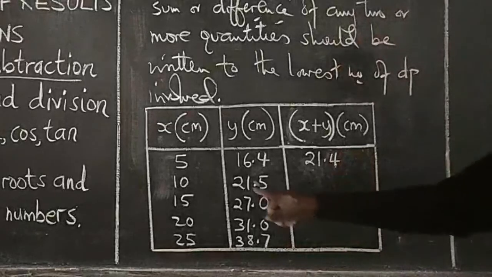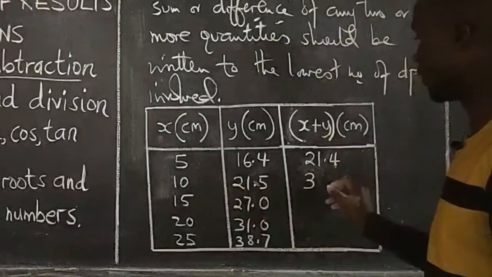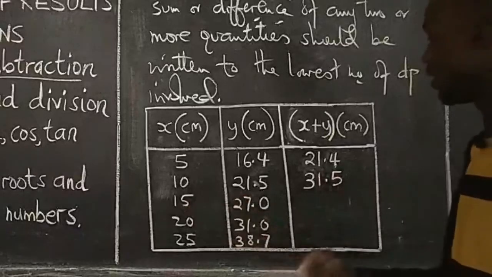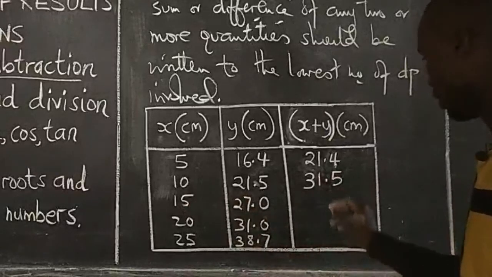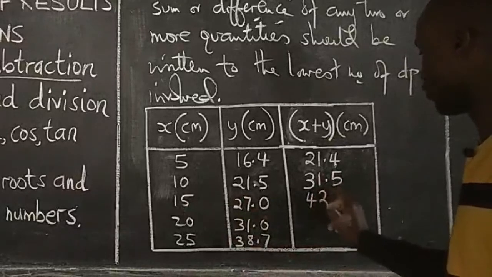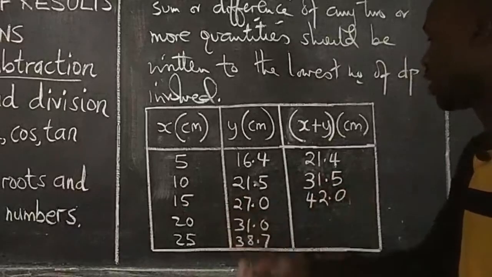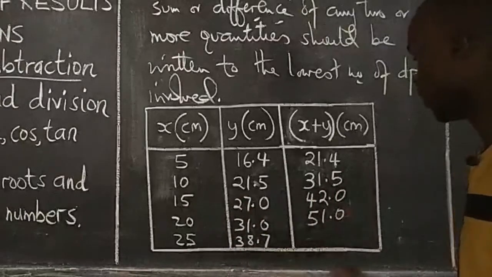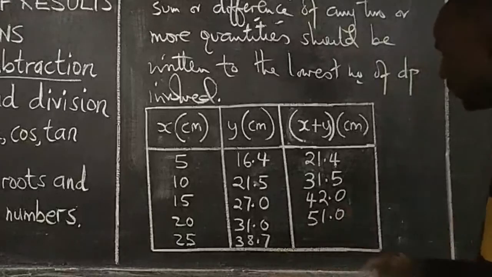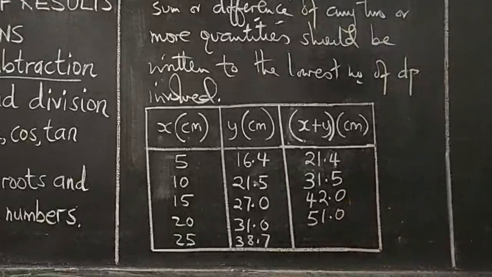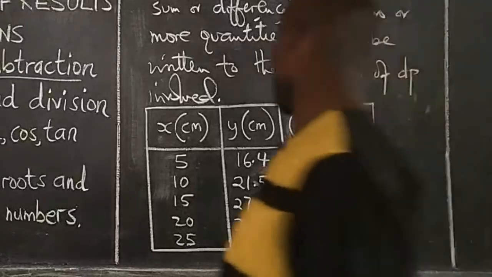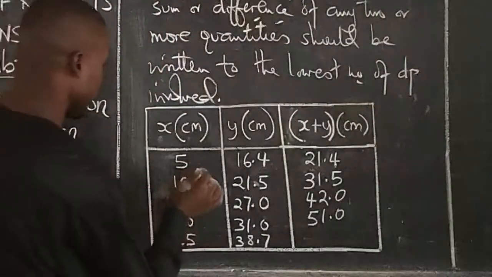And then you can continue. This plus that is going to be 31.5. Add here, you have 42.0. You add 51.0. You add whatever you get here, all to 1 dp. Please note that. Subtraction, the same story. But I want to bring a special case where an example is if I put this.